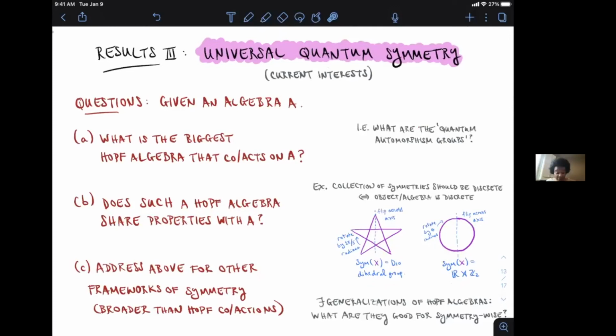Also, there are generalizations of Hopf algebras out there in the literature: quasi-Hopf algebras, weak Hopf algebras, all sorts of generalizations. They popped up for various reasons, but I'm wondering what they are good for symmetry-wise. That's another question I've been thinking about. So in the last few minutes, I just wanted to talk about these three questions.